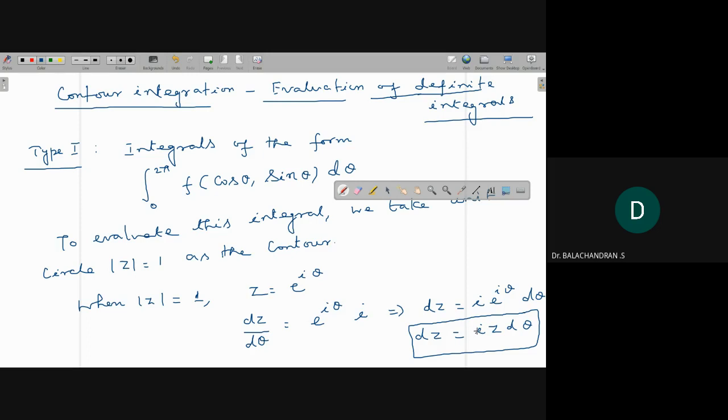So next, from this, I think I need d theta. I don't need dz because I need d theta.